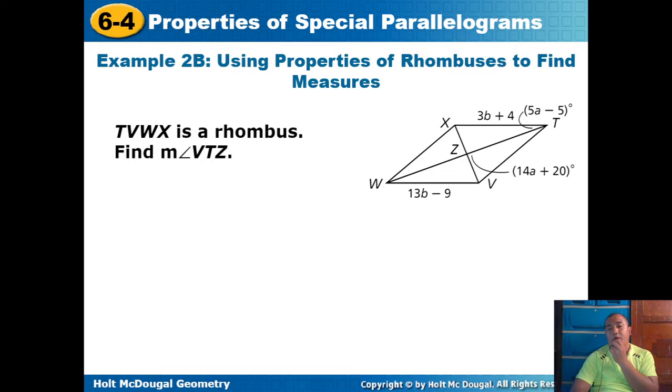Another: TVWX is a rhombus. Find the measure of angle VTZ. Saan ba yung VTZ dito? VTZ. Ito, this one, this angle. Can you solve that? This is 14a plus 20. This is also 5a minus 5.